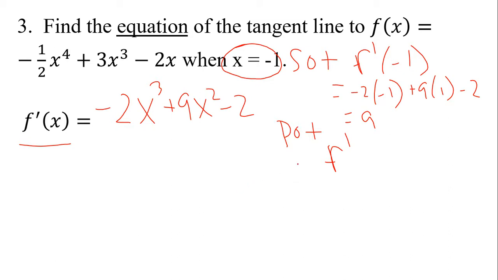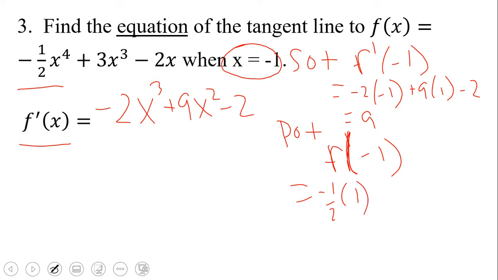Not the f prime, sorry, just f of -1 in this case. So just the regular function. So that means you're plugging it here. So that would be -1/2. -1 to the 4th would just be 1. Plus 3, -1 cubed would be -1. And then -2 times -1, which of course would be +2. So looks like -1/2 minus 3 plus 2. Looks like that is going to give me a y value of -3/2.